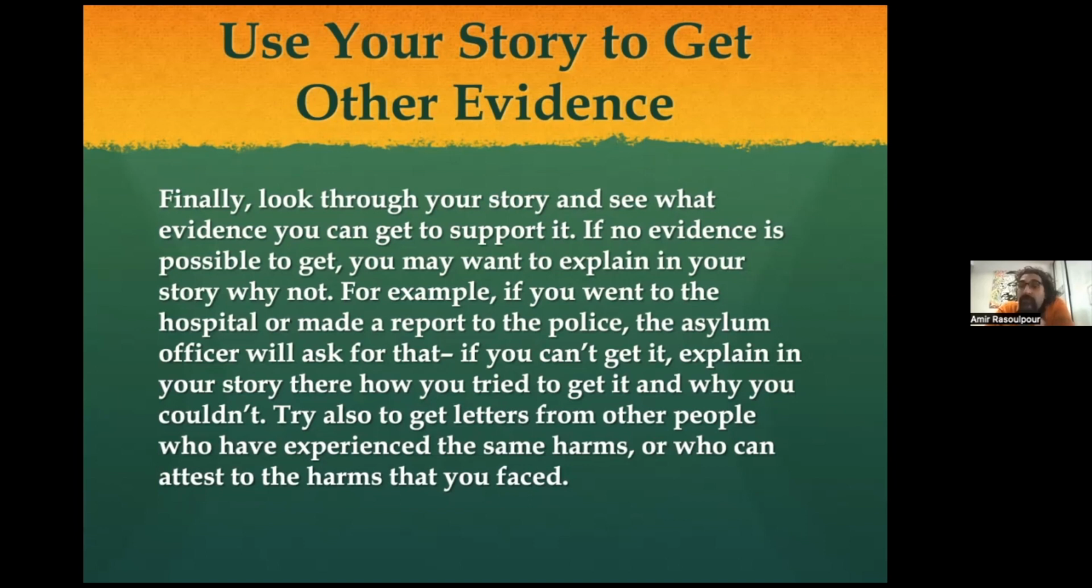And then this story also is a good template to see what you can get. Maybe you can get letters from people who know what you went through, letters from people who experienced the same harm. You don't need a ton of additional evidence, but you should have additional evidence, especially evidence that an asylum officer would think is reasonable to get. So like they would think it's reasonable if you went to the hospital that there's a report. So that's one thing you should look for. And if it doesn't exist, explain why.